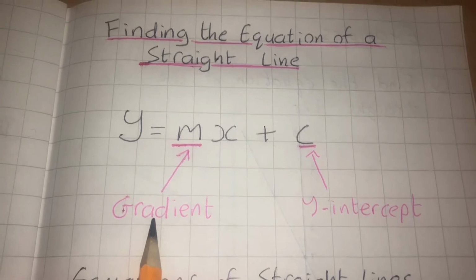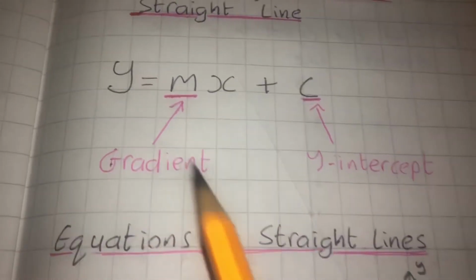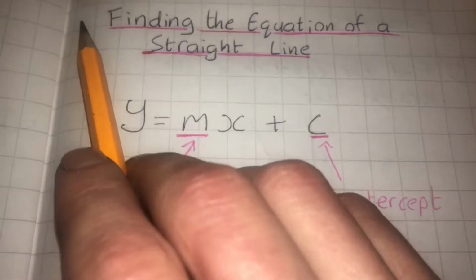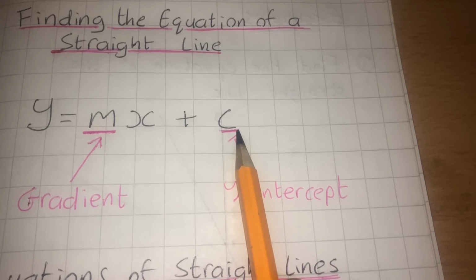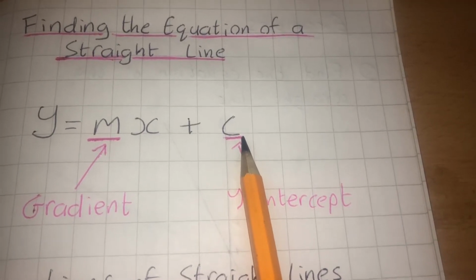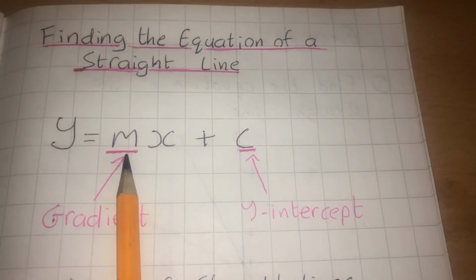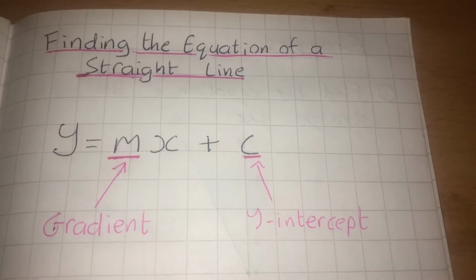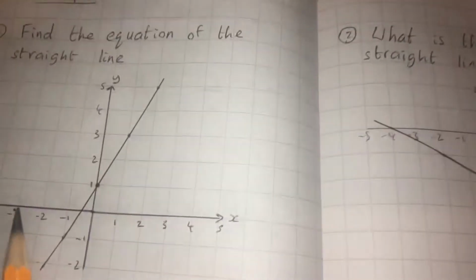So we know gradient from previous lessons is the steepness of the line. A line going up the way like that is positive and down the way like that is negative, and c is the value for the y-intercept. So basically we can simply find the equation of a straight line if we know both the line's gradient and its y-intercept. And in today's lesson we are going to actually have the graphs in front of us, so it should make it that wee bit easier for us.